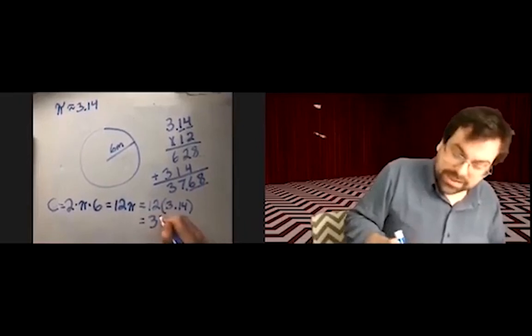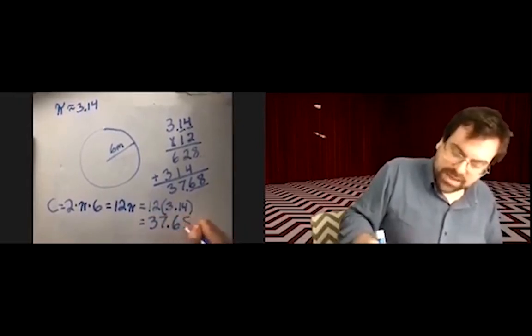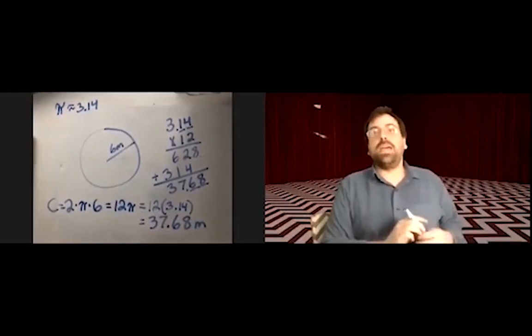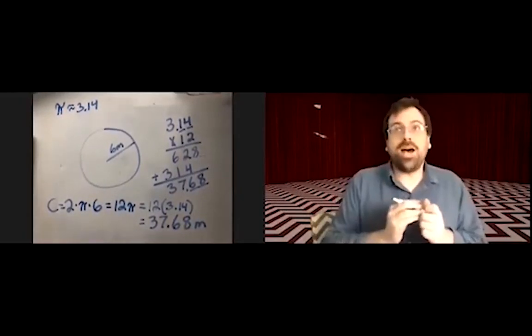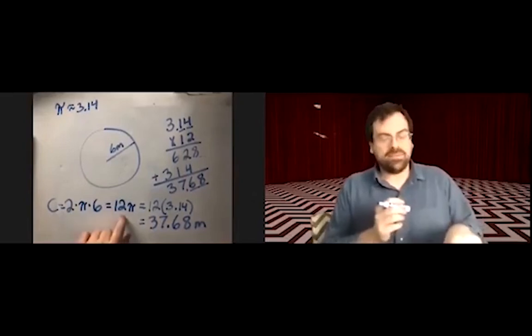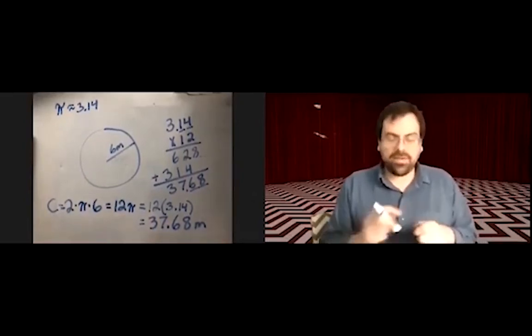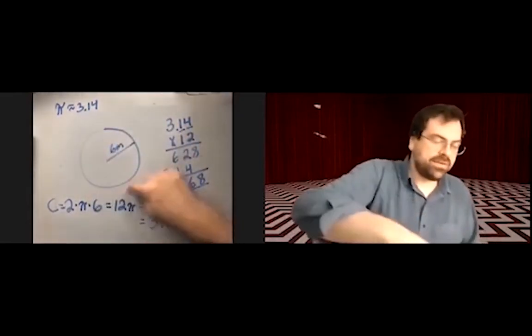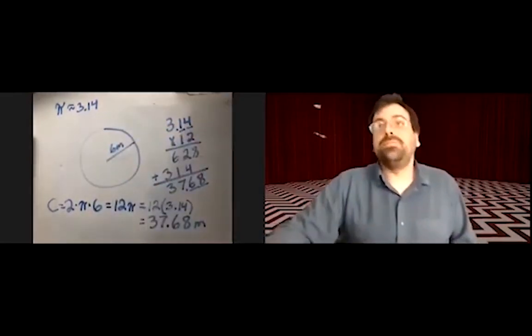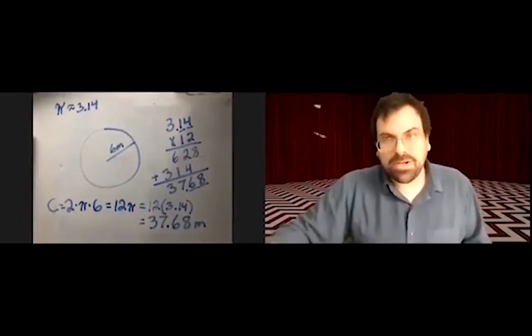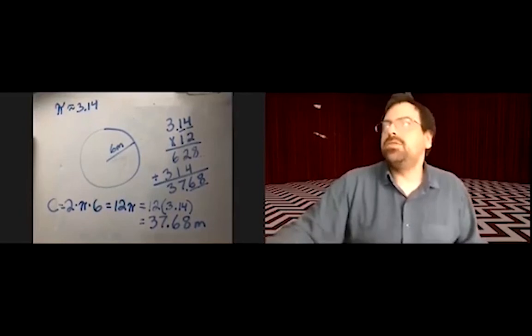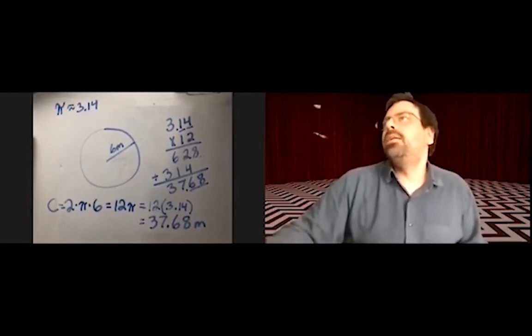So 37.68 meters would be an approximation, not exact. Exact would be 12 pi, but 37.68 meters would be the distance around this circle, the perimeter, but it's special word, the circumference, because it's a circle. Makes it special. What do you think? You're some type of circle?